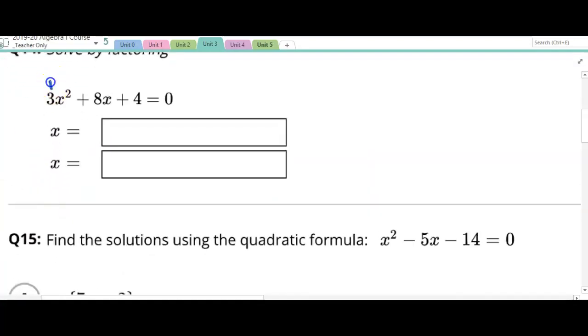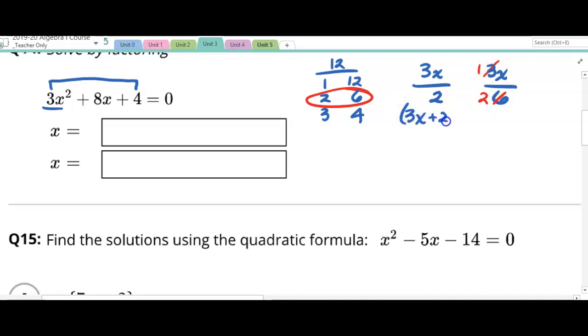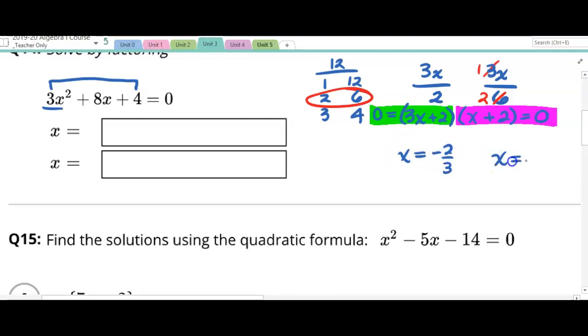Again, solve by factoring. What multiplies to give me 12? 1 and 12, 2 and 6, 3 and 4. Do any of these combine to give me 8? They do. 2 and 6. So I'm going to take my first term, write it twice, put the winning combination under it, and reduce. I can't reduce 2 and 3, but I can reduce 3 and 6. My factors are 3x plus 2, x plus 2. Setting them each equal to 0 and solving, I get x equals -2/3, x equals -2.